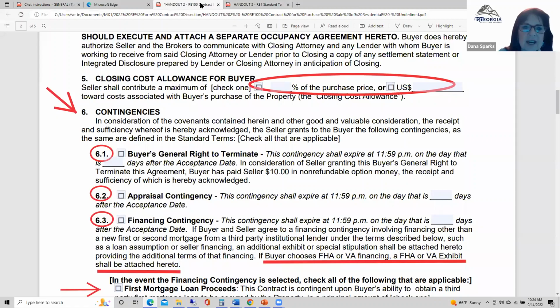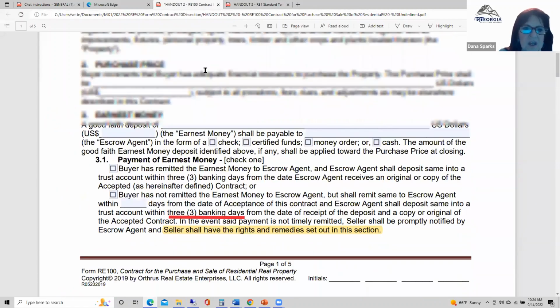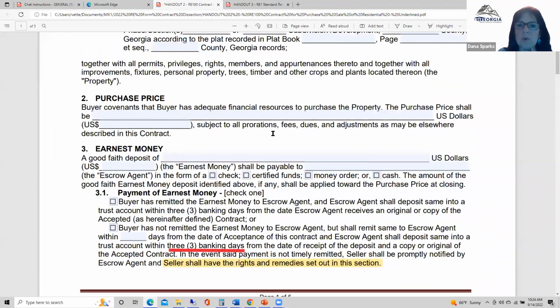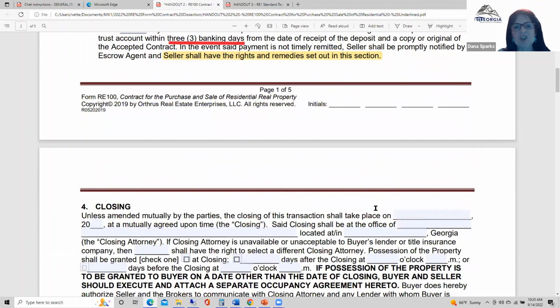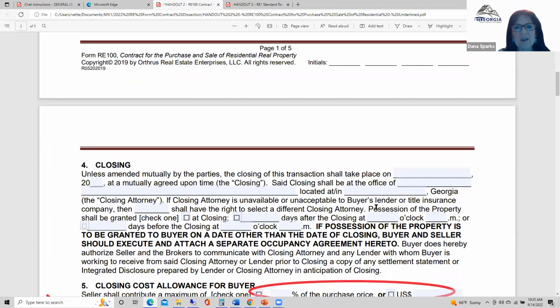So here's the contract. We're at the very bottom of page 1. Here's where we just went over. Earnest money, here's the amount in words, dollars, payable to, that's the escrow agent, check, certified funds, money order, and so on. Either the buyer already has sent it to the escrow agent or they haven't negotiated. Very bottom of this page, page 1 of 5. Seller shall have the rights and remedies set out in this section. We go to top of page 2, closing.